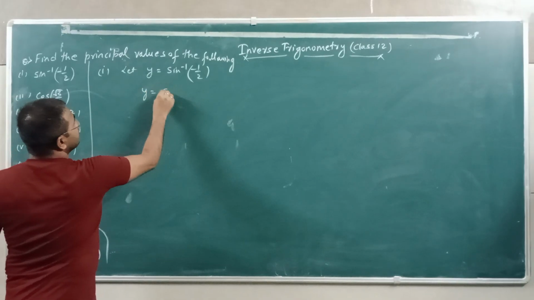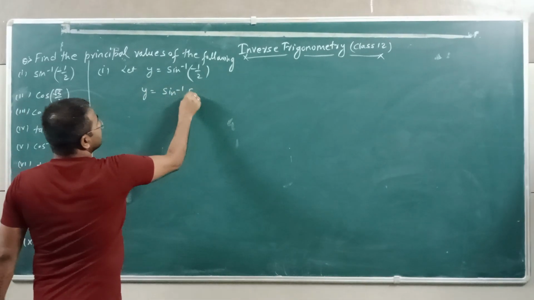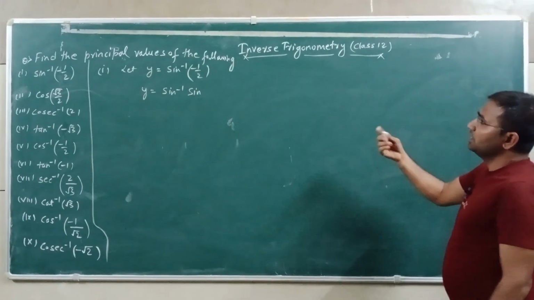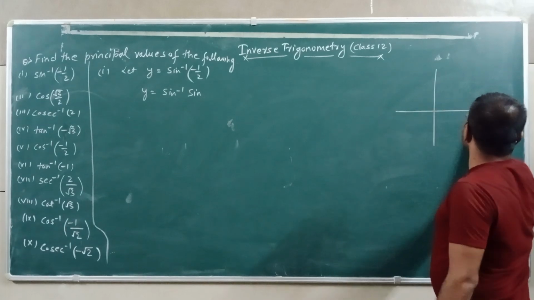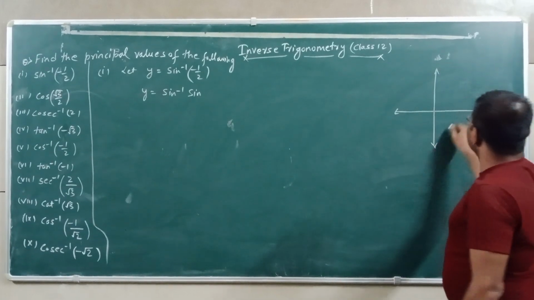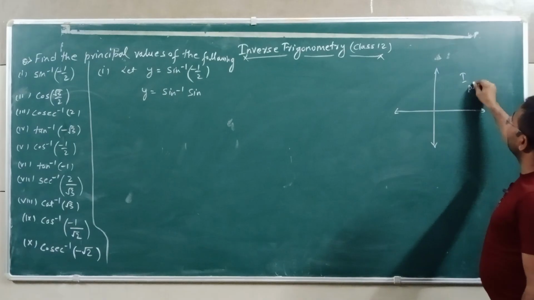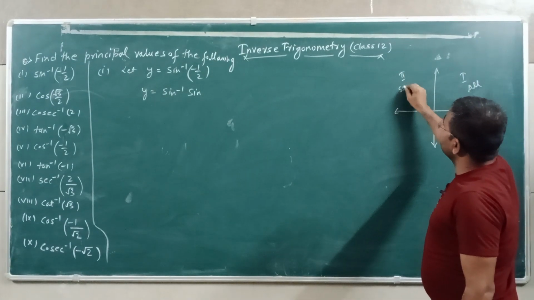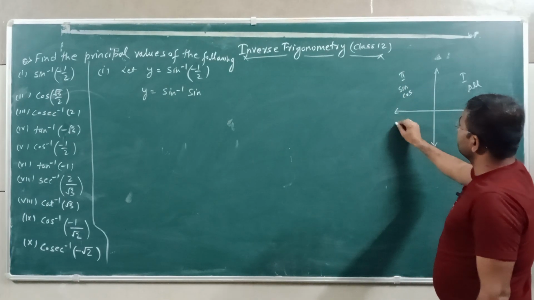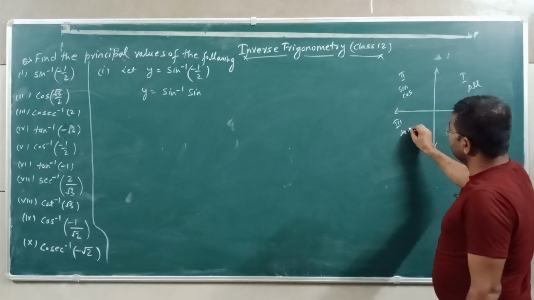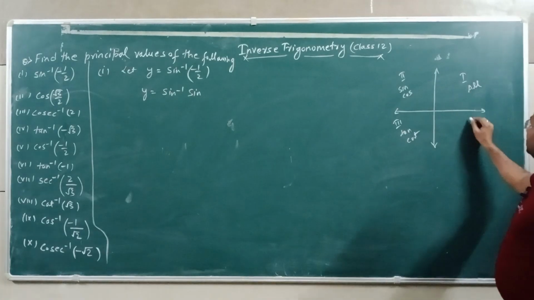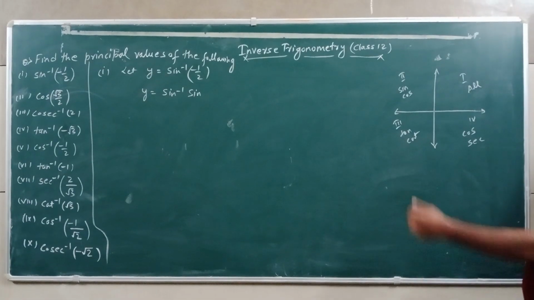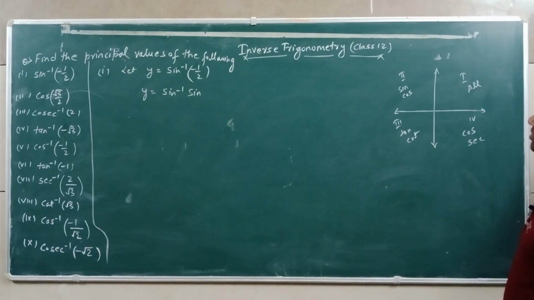y is equal to sine inverse sine. Now you will see in which quadrant you will get the negative value. See here, this is the first quadrant, and in this quadrant all trigonometric ratios will be positive. This is the second quadrant, in this sine and cosec will be positive. This is the third quadrant, in this tan and cot ratios will be positive. This is the fourth quadrant, in this cos and sec will be positive. So here we have to see in which quadrant you will get the negative value.